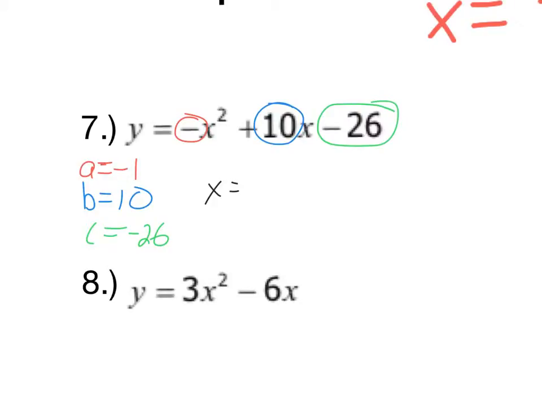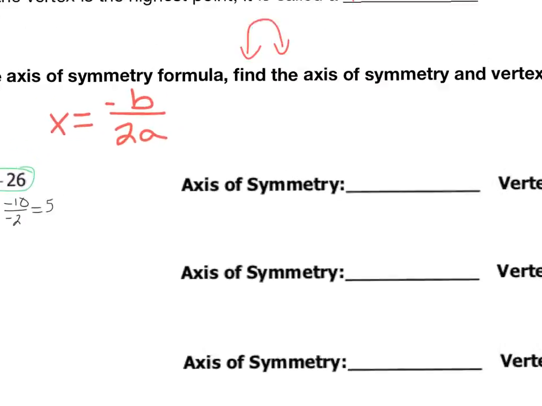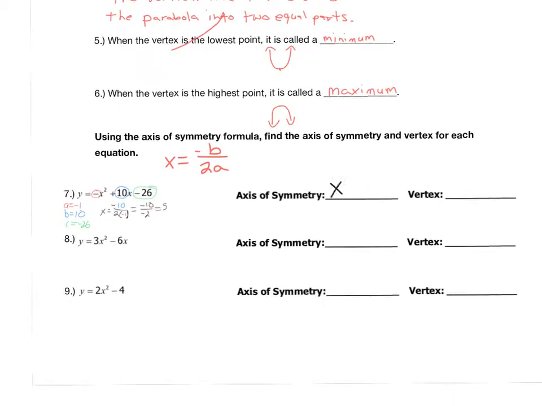It's x equals negative b, which is 10, divided by 2 times a, which is negative 1. All right. 2 times negative 1 is negative 2. So this is going to be negative 10 over negative 2, which is positive 5. So your axis of symmetry is going to be x equals 5. And that gives us our x-coordinate of the vertex as well. It's going to be 5 comma something.